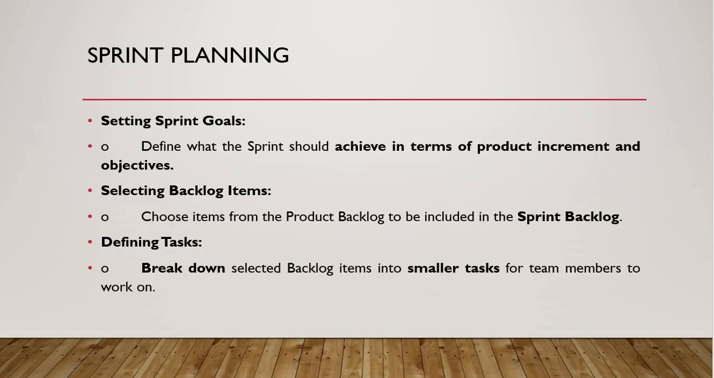phase, Scrum phase. Setting sprint goals, define what the sprint should achieve in terms of product increment and objective. So we are going to decide the objective, what should be achieved for each sprint, and then selecting backlog items, choose the items from the product backlog to be included in the sprint backlog. Okay, we are going to divide the list into each sprint, and then defining tasks, break down selected backlog items into smaller tasks for the team members to work on.